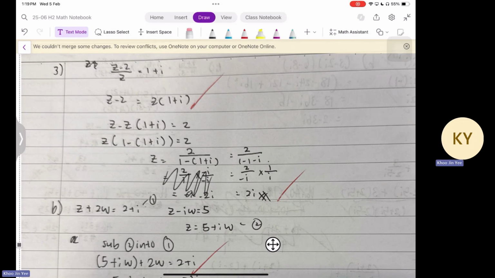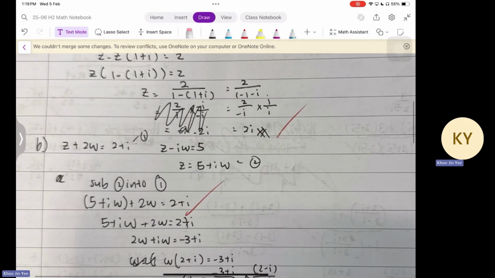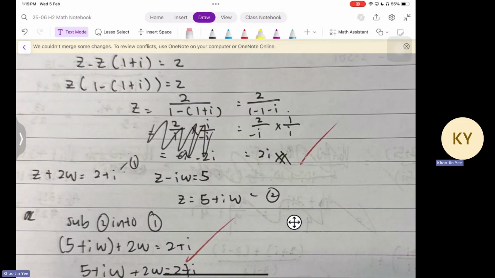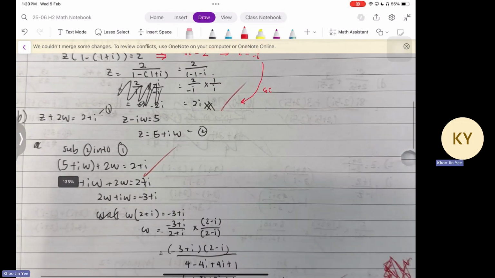Similarly for this part, negative iz equals 2. Then the next step will be z equals 2 over negative i. From here, you can use GC or use conjugation in your head. So, efficiency.